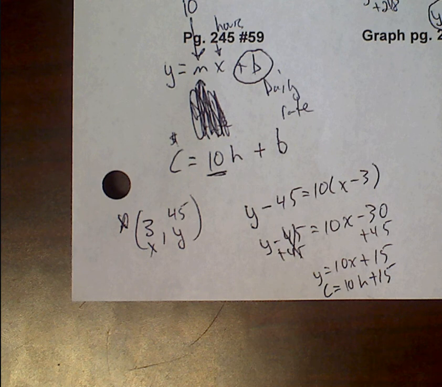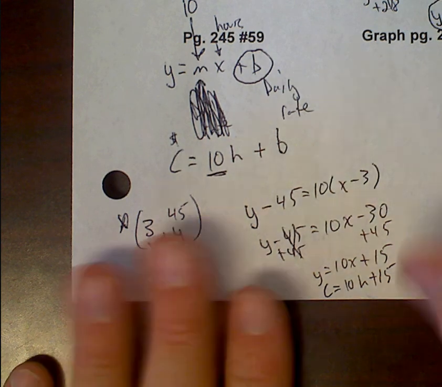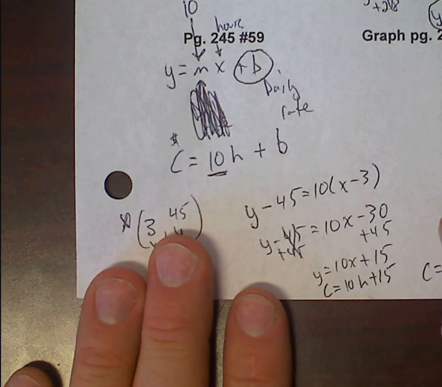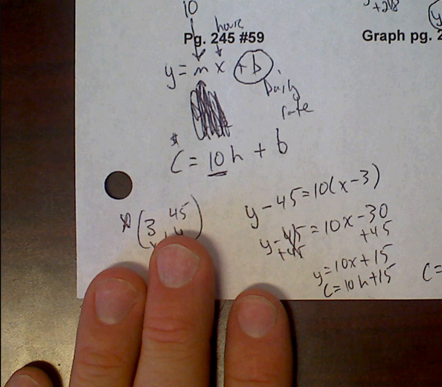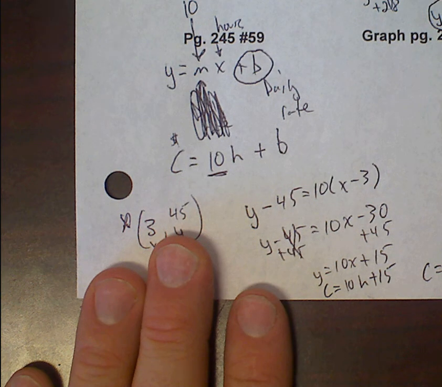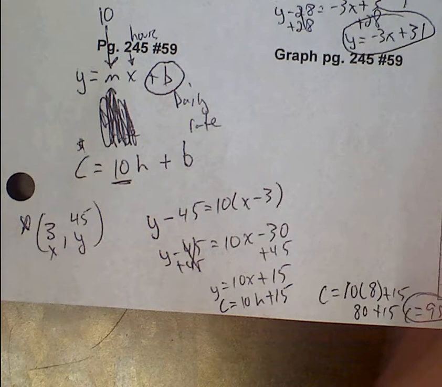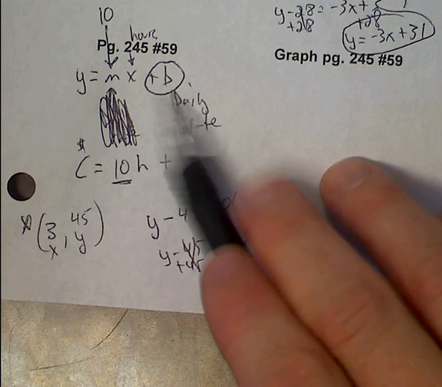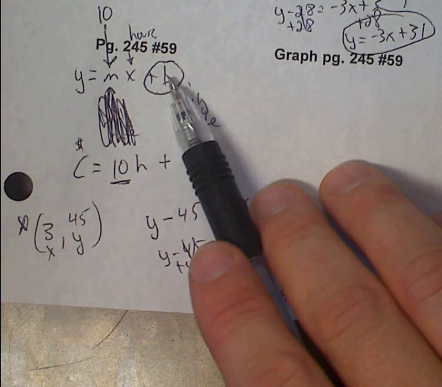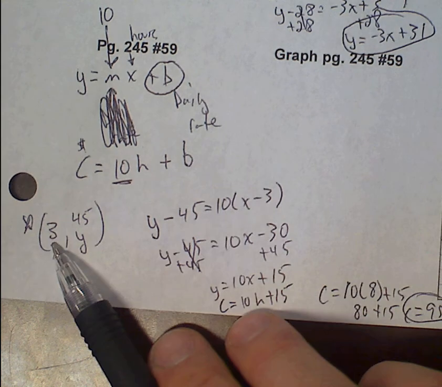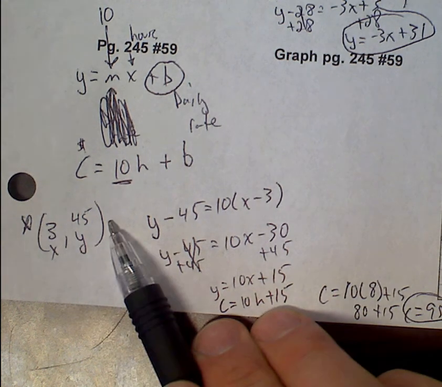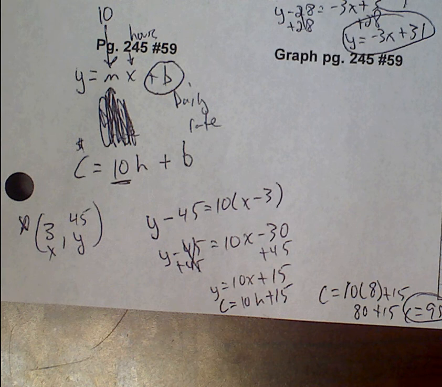Letter B says, how much will it cost to rent the canoe for 8 hours? So I need to plug in 8 for H. That would give me 80 plus 15. My cost would be $95. So they tricked us slightly because they never gave us the y-intercept. They never gave us where we started. They gave me 3 hours for $45. So I had to use that as a point.